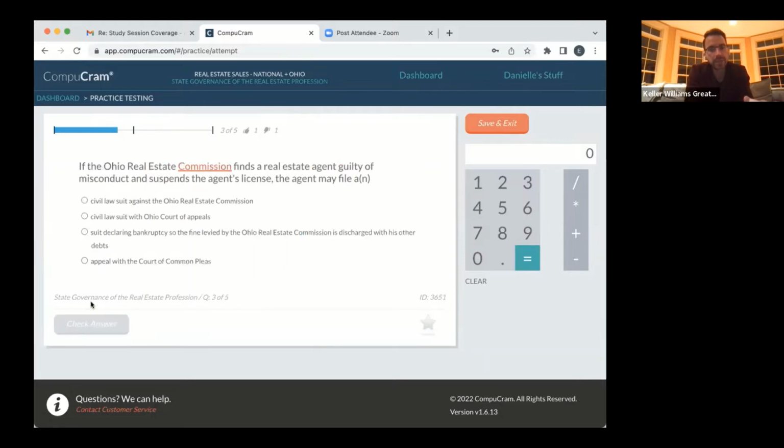Next one, if the Ohio Real Estate Commission finds a real estate agent guilty of misconduct and suspends the agent's license, the agent may A, file a civil lawsuit against the Ohio Real Estate Commission, B, file a civil lawsuit in the Ohio Court of Appeals, C, file suit declaring bankruptcy so the fine levied by the Ohio Real Estate Commission is discharged with the other debts, or D, appeal with the Court of Common Pleas.